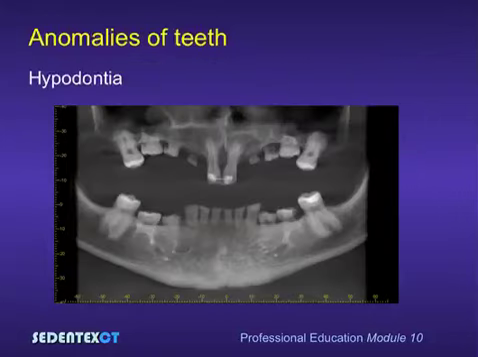Another very common anomaly of teeth is hypodontia. Here we see an example of a patient who has only got a few permanent teeth present. We have retention of deciduous teeth, particularly the molars in all 4 quadrants and of the lower anterior teeth. We also see submergence of the molar teeth and probable ankylosis.